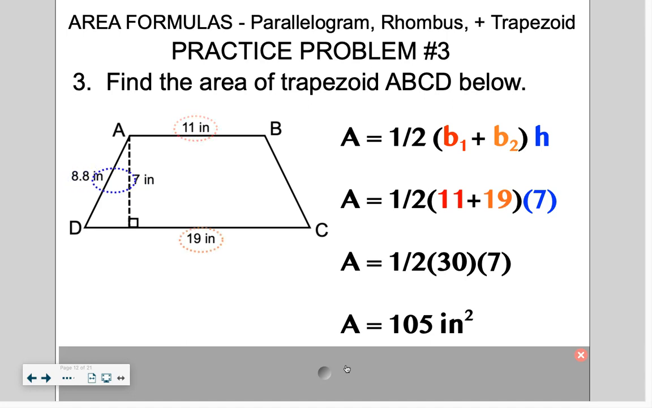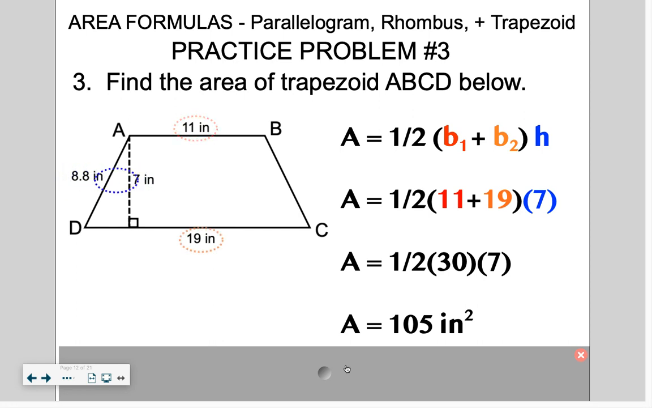Remember, the bases were the parallel sides. They may or may not be the top or the bottom. They are the sides that are parallel. And it wasn't noted as parallel in the diagram, but you were told it's a trapezoid. And based on the diagram, yes, you can go ahead and infer that AB and DC were the parallel sides, and they were indeed the bases. 8.8 in this particular situation was useless. It was just kind of a distractor.